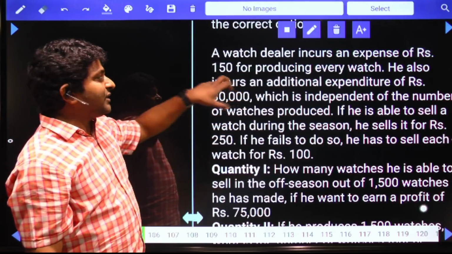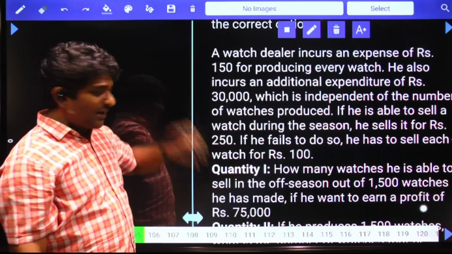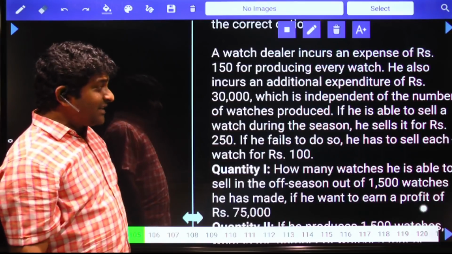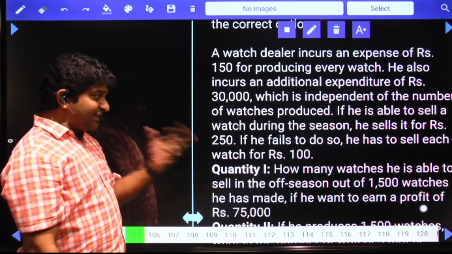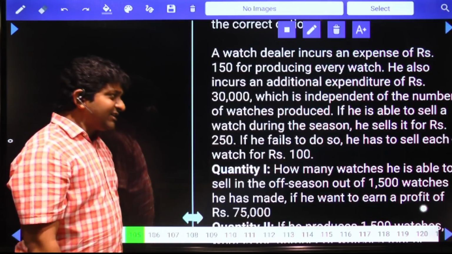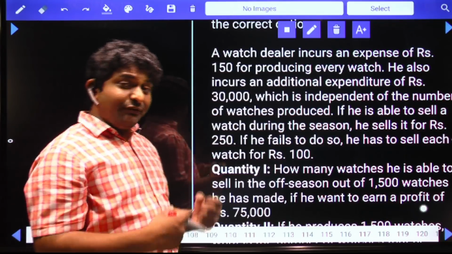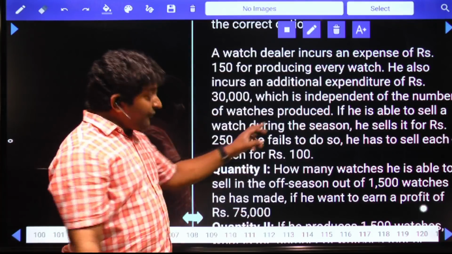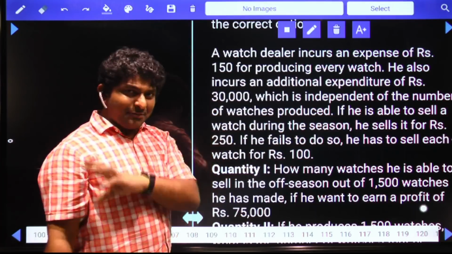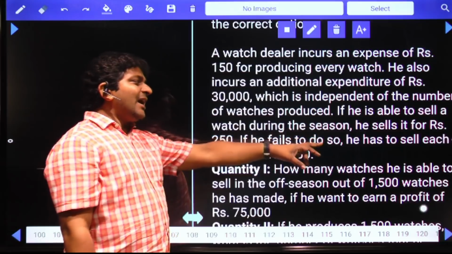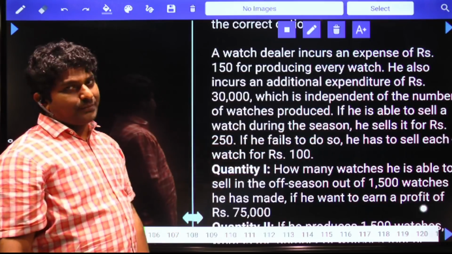The price to make each watch is 150 rupees. If he is able to sell the watch during the season, he sells it for 250 rupees. If he fails to do so, if he can't sell in the season, he has to sell each watch for 100 rupees.